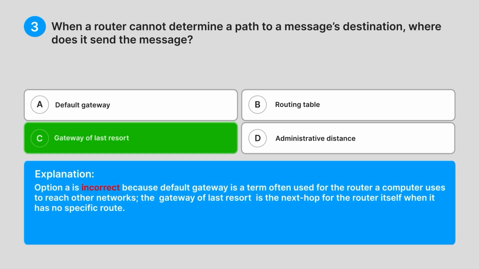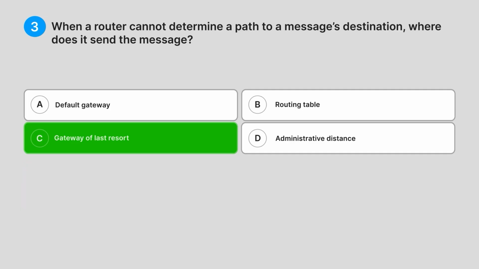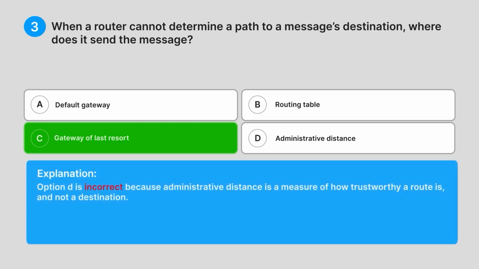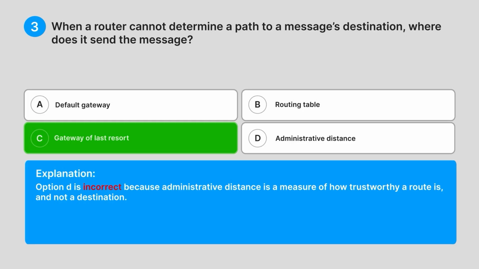Option A is incorrect because default gateway is a term often used for the router a computer uses to reach other networks. The gateway of last resort is the next hop for the router itself when it has no specific route. Option B is incorrect because routing table is the list of routes the router checks to find the destination. Option D is incorrect because administrative distance is a measure of how trustworthy a route is and not a destination.